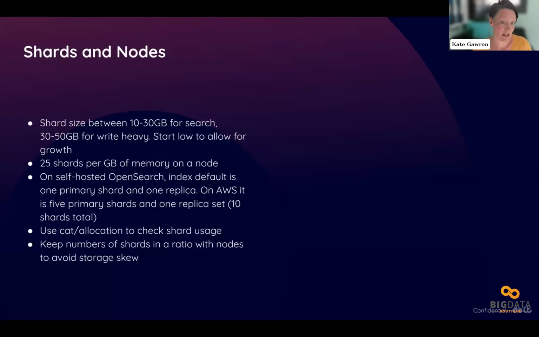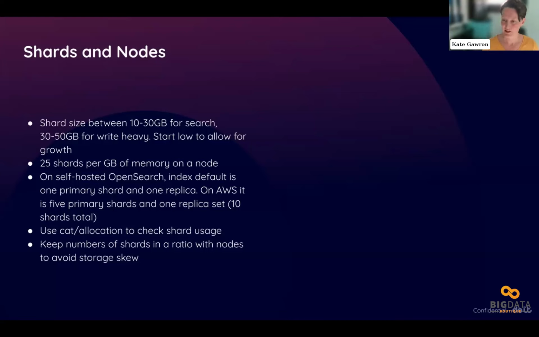You can use the cat allocation API to check your shard usage. You can double check where your shards are being stored and how much data is in each shard, and then you can use that as well as testing, and make changes based on that information. And a final really important point is around storage skew.